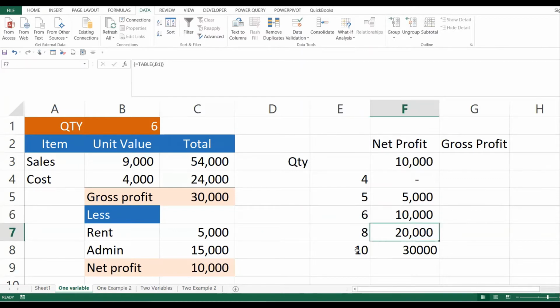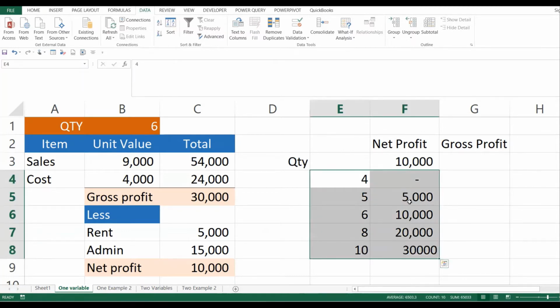And so on. If our quantity is 10, our net profit will be 30,000. So this is how we are able to develop the different net profits by varying the quantities. Instead of using the long process, we have used a shortcut which brings our answer.